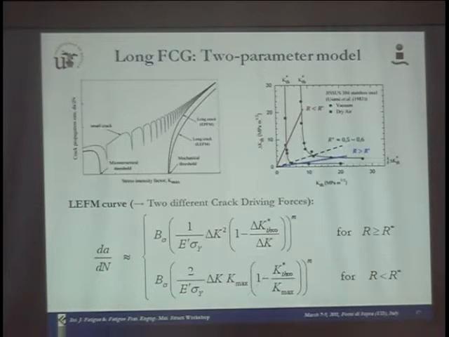I have one question. You show here the difference between vacuum and air in the threshold. When you take your model, which is only based on plasticity, and the criterion for cyclic plasticity and monotonic plasticity, then there should be no difference, because the plasticity is not affected by the environment. And therefore there should be no difference in the threshold value. That's my first question.